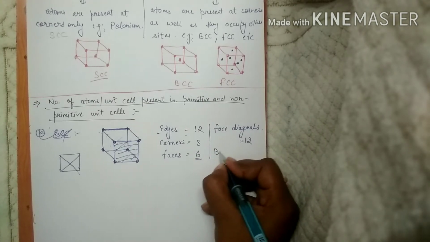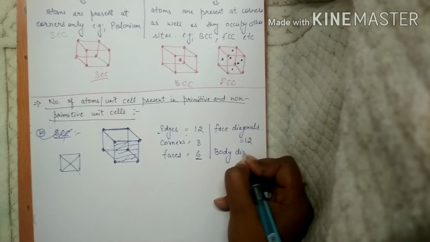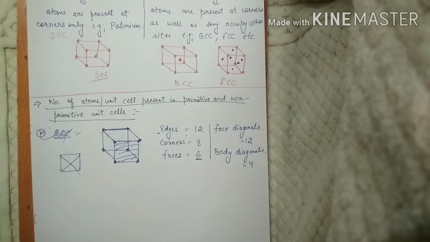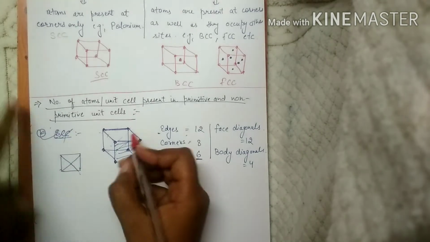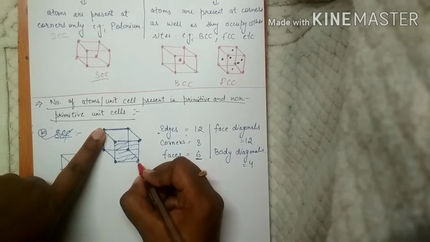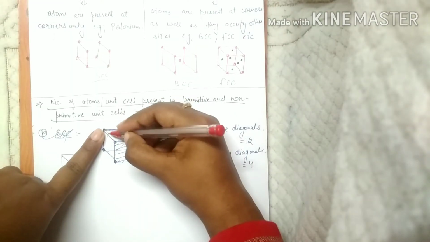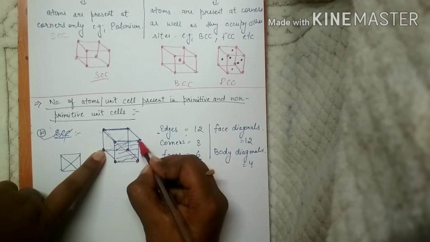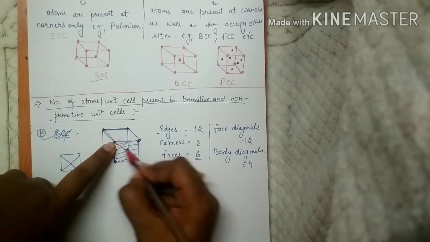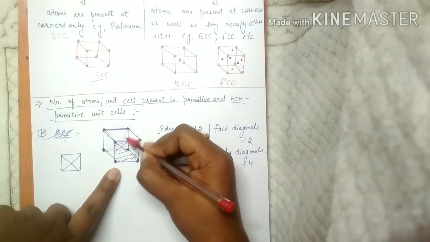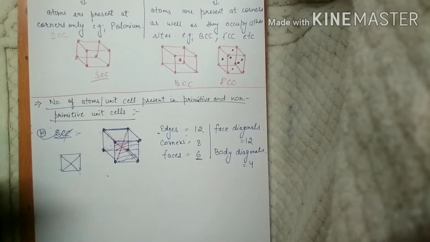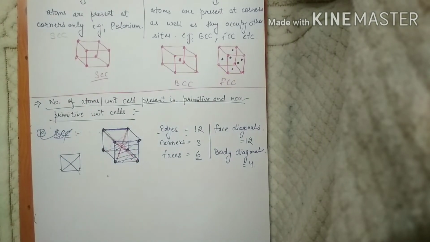Next are your body diagonals. Body diagonals are a total of 4. How body diagonals are present, you have to see. Suppose this is a point and this is a point. This is going to be one body diagonal. This and this second, this and this third, and this fourth. Basically, they cut the cube into halves. These are your body diagonals. So there are a total of 4 body diagonals in a cube.